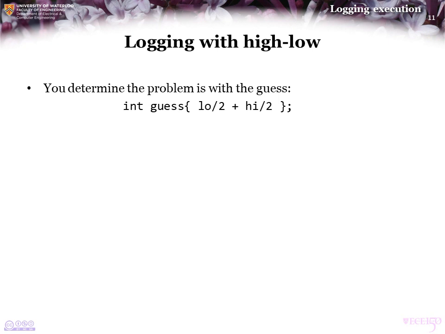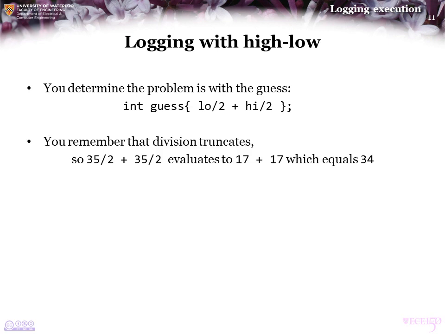So you determine that the problem seems to be with the calculation of the guess. So taking a look at this code, when low and high are 35, you suddenly remember that division truncates. So if low and high are 35, then guess is initialized with the value 35 divided by 2 plus 35 divided by 2. But 35 divided by 2 is 17.5, and the fractional part is thrown away. So it's actually 17 plus 17, which is equal to 34. So if you say it's too low, then low is once again updated with 34 plus 1, which is still 35.